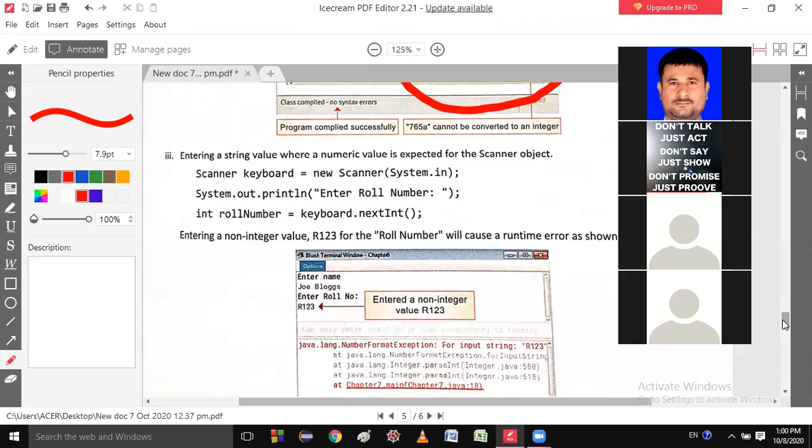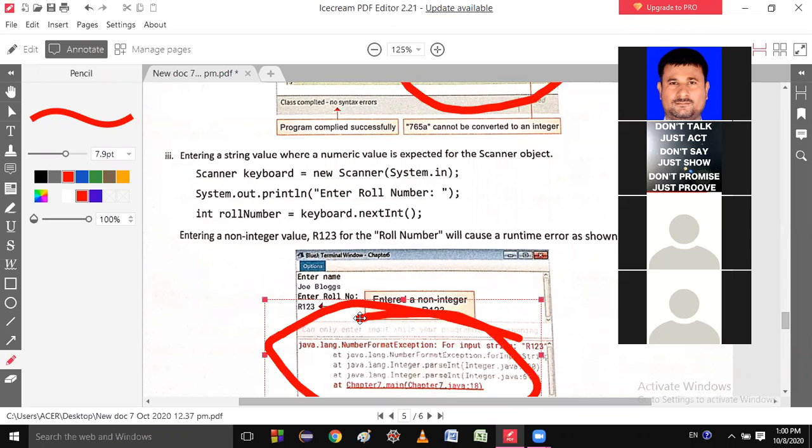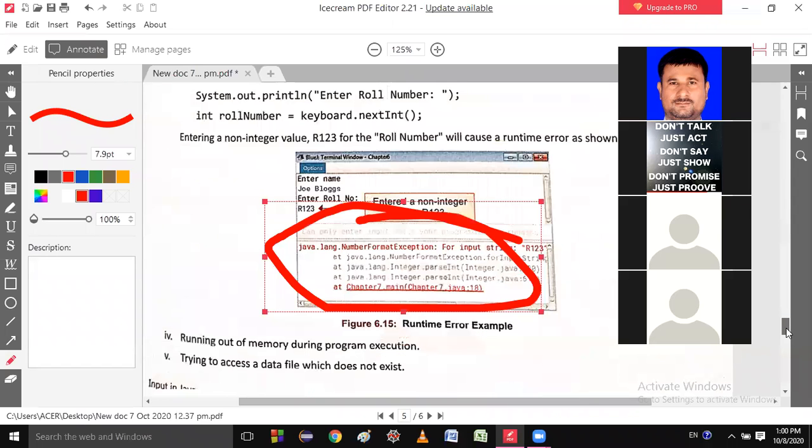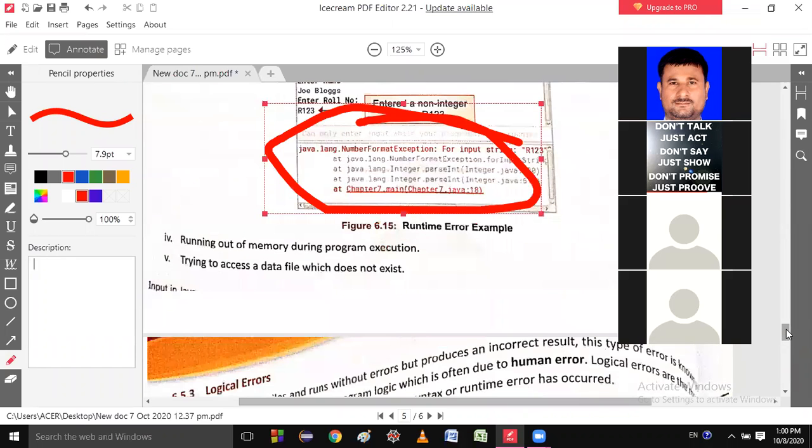Next one, entering a string value where a numeric value is expected for the scanner. Many times I have shown you, if you have written nextInt and you are giving a float, then there is a runtime error. This type of message you have seen in the morning, I hope. So this is called a runtime error.